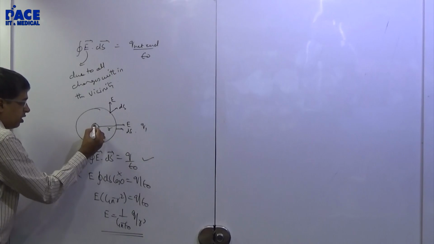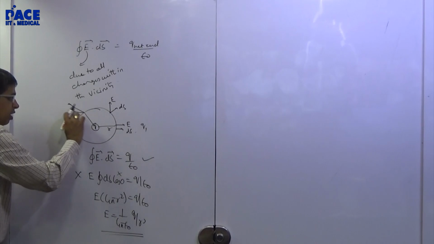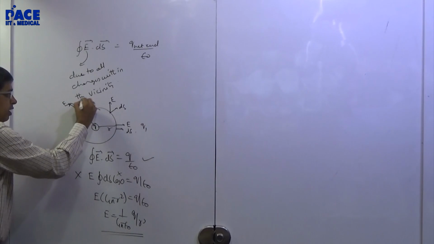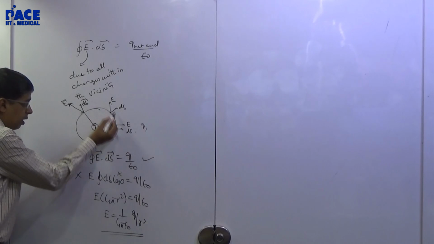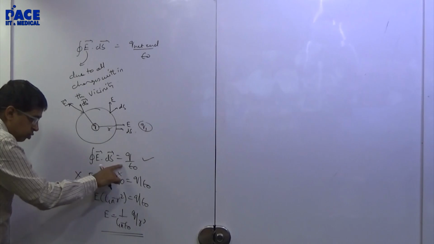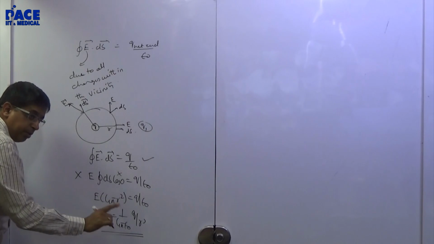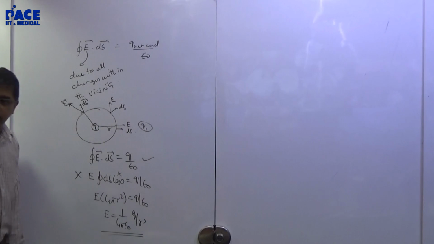The field because of this charge and this charge will be in these directions, and the resultant field will come like this, with dS here. Agreed? Hence, the field will be because of all the charges within the vicinity. This will be universally right, though I may not go ahead with the simplification, simply because the field is due to all the charges within the vicinity. Are you clear with this point?